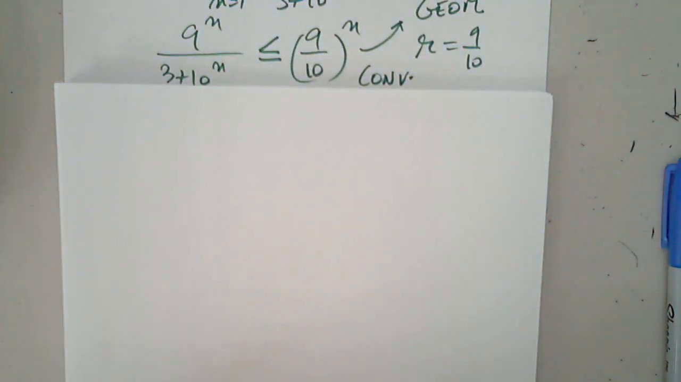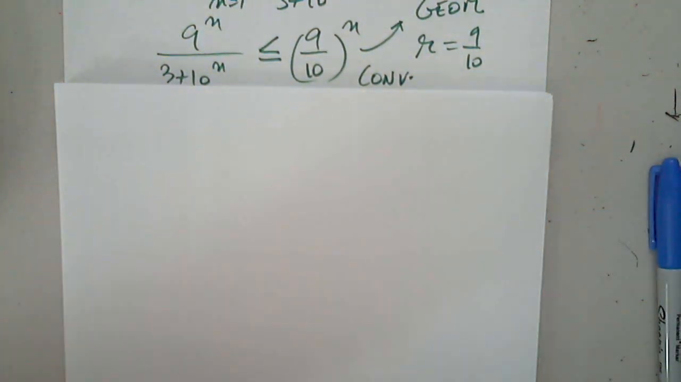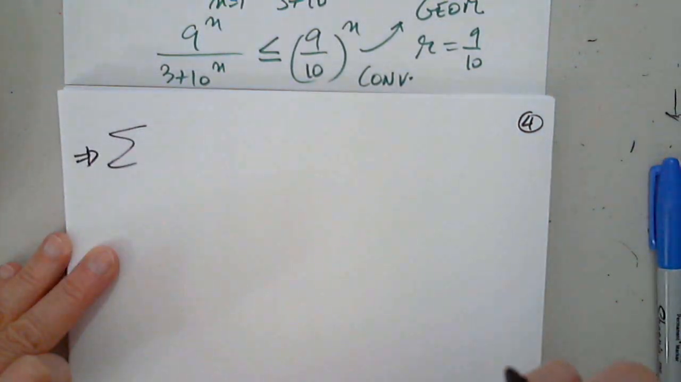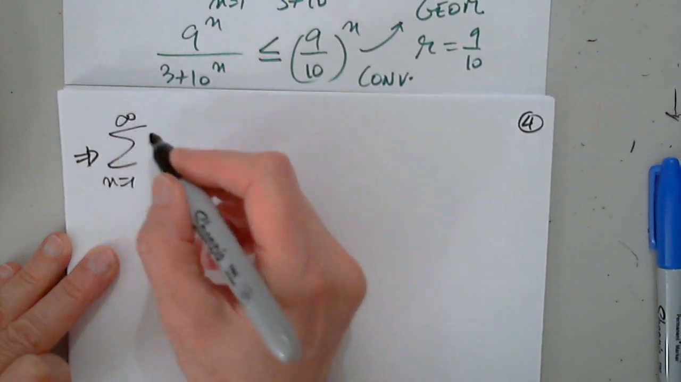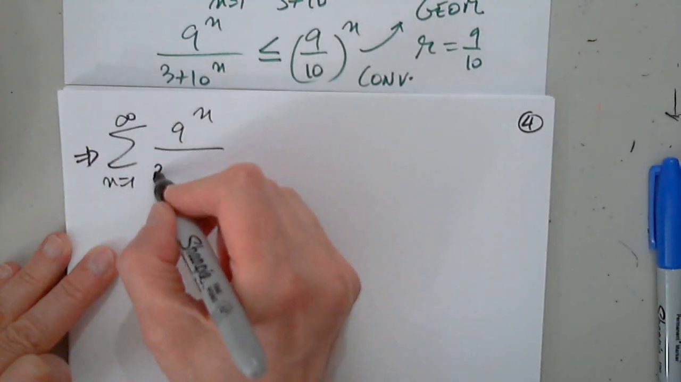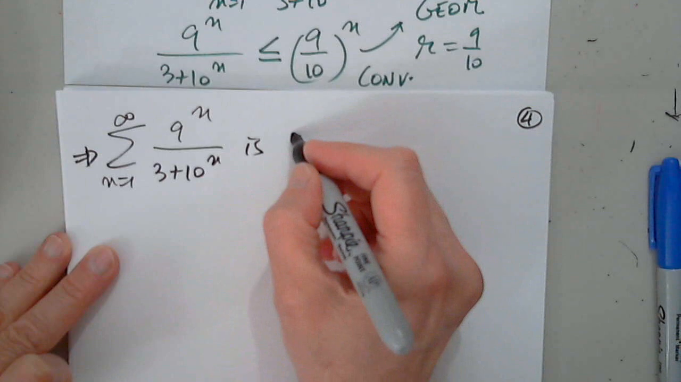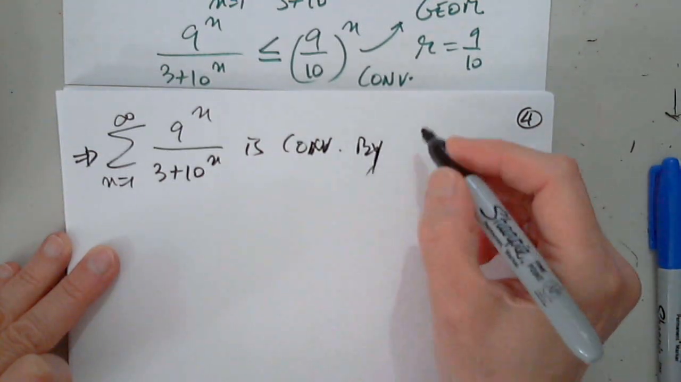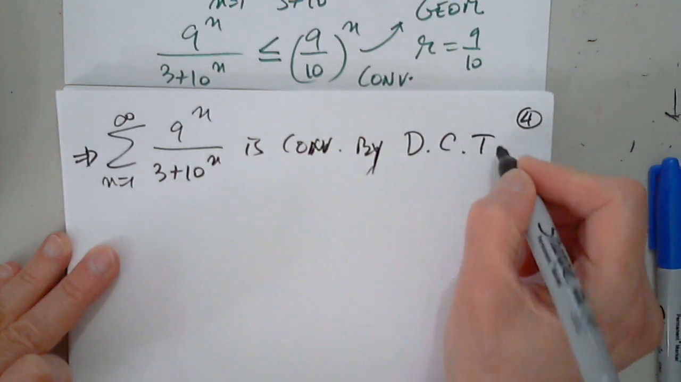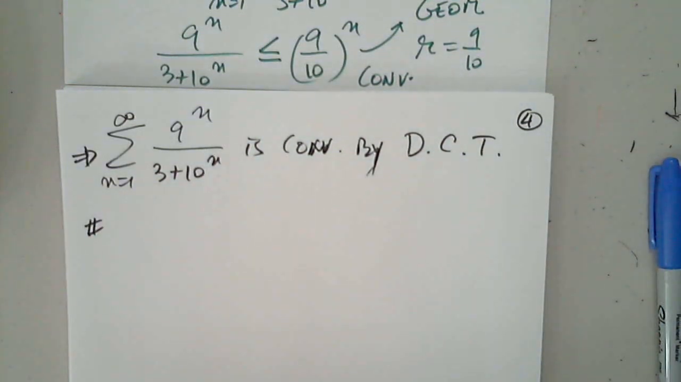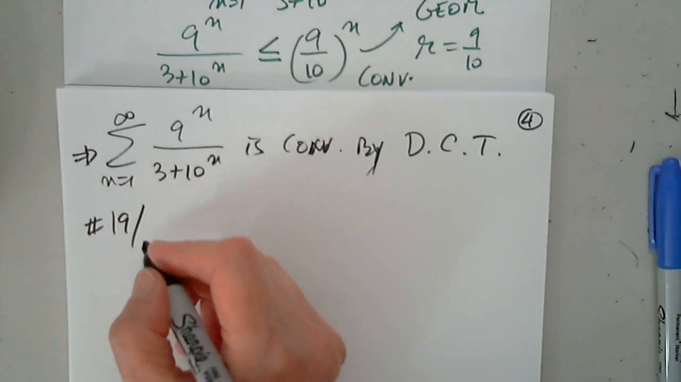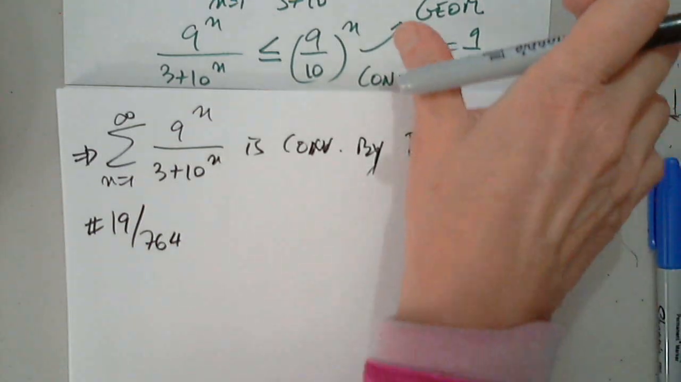We always have to write why. So page 4. So therefore, this original series is convergent by the direct comparison test. Okay, next one, 19. On the same page, 764.